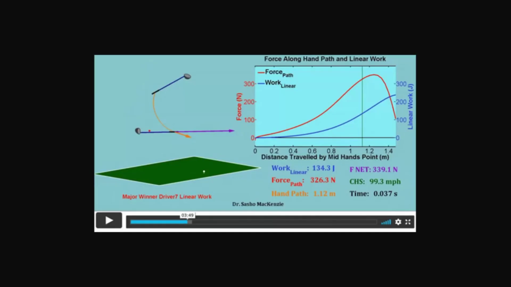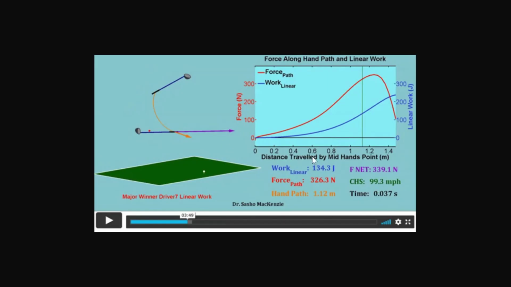In other words, to generate a maximum clubhead speed with a driver, a golfer wants to maximize the amount of work he does. In this particular golfer, if you look here at impact, you can see the blue line ends up at about 238 joules of work. Now, this position of the club is at the P6 position, and at this point he's performed 134.3 joules of work. And at that point, the clubhead speed is 99 miles an hour.